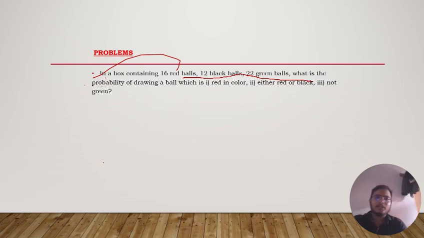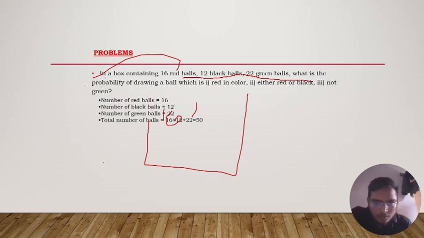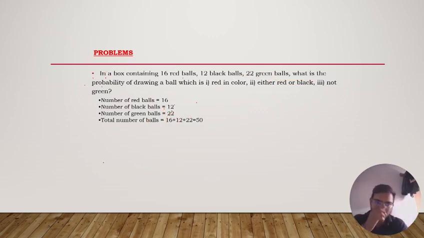So first we can see the solution. In this problem they explain there is one box containing 16 red balls, represented with an event A, 12 black balls and 22 green balls, given as event B. Sorry for the inconvenience. We see that the number of red balls is 16.